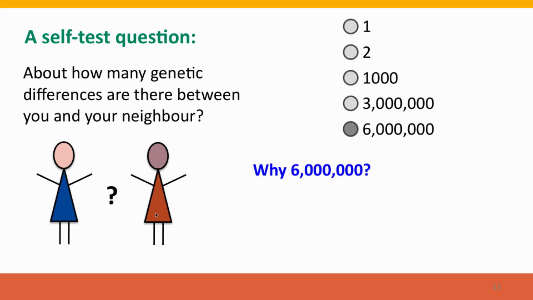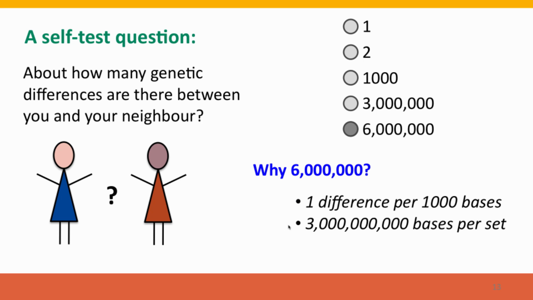I hope you got that right. The right answer is there's 6 million differences, a lot of differences between you and your neighbor, between each of us and each other one of us. Where did this number come from? Here's the calculation. There's one difference per 1,000 bases. There are 3 million bases per set. And there's 2 sets per person. So that gives us 6 million differences.